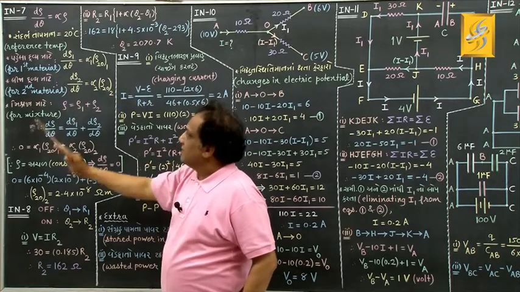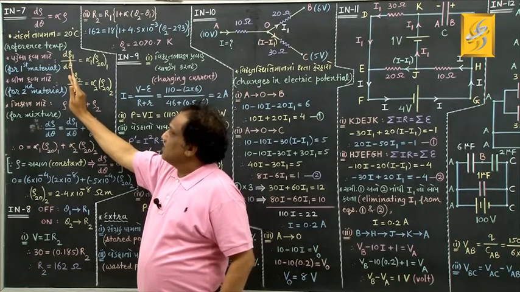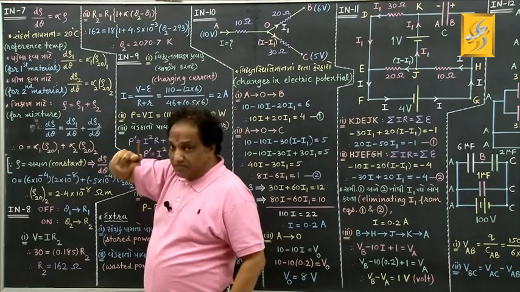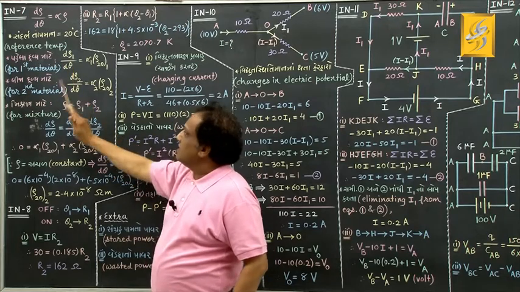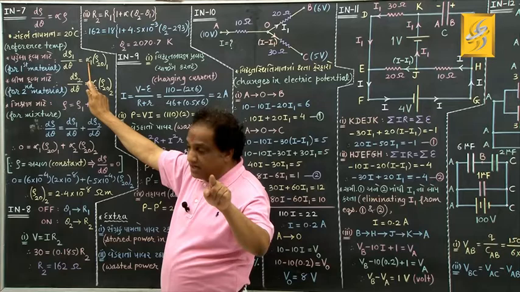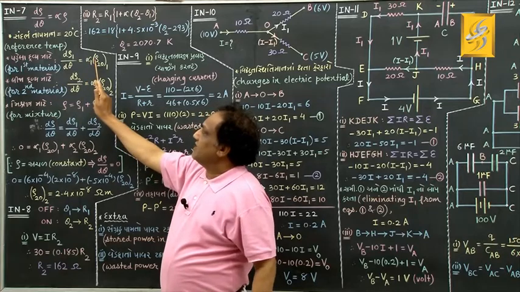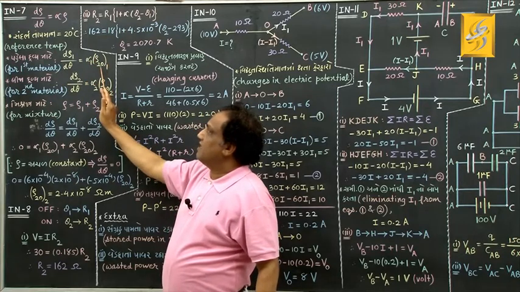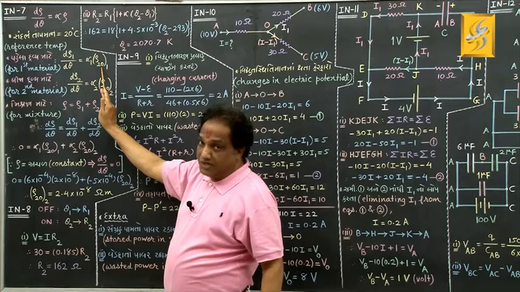What does it mean? This is the rate of change of resistivity of the first material with respect to temperature. This is alpha 1, the temperature coefficient of resistivity for the first material, and this is the resistivity of the first material at 20 degrees centigrade temperature. Got it?